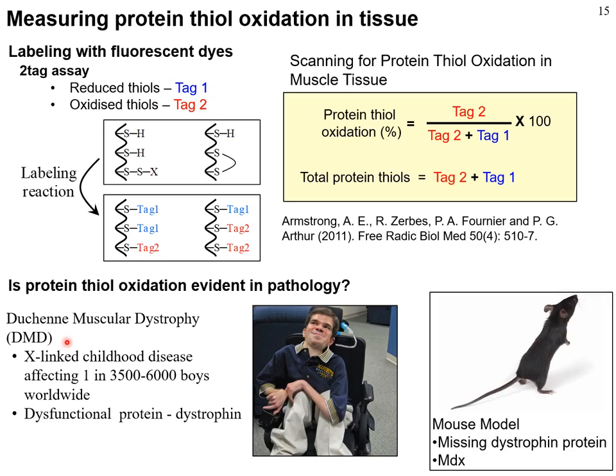So the question has been, is oxidative stress contributing to the pathology of muscular dystrophy? And the pathology involves muscle wasting. So what happens with these boys is that over time they lose their muscles. You have contraction, which is what you can see here. They lose the ability to walk, and eventually they die through respiratory failure. Now, we've been looking at this in a mouse model of muscular dystrophy. It's missing the dystrophin protein, equivalent to what's happening in the boys, and it's referred to as the MDX mouse model. So we've looked in this model to see if we can find protein thiol oxidation.